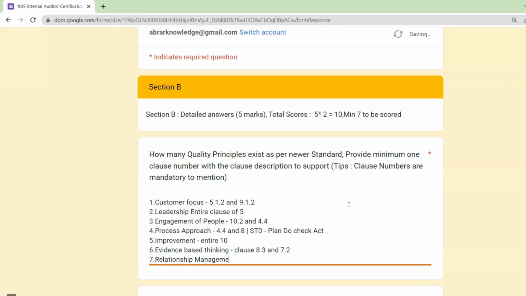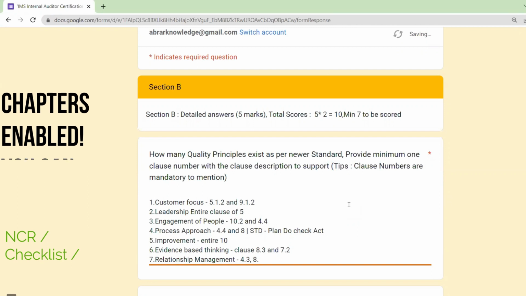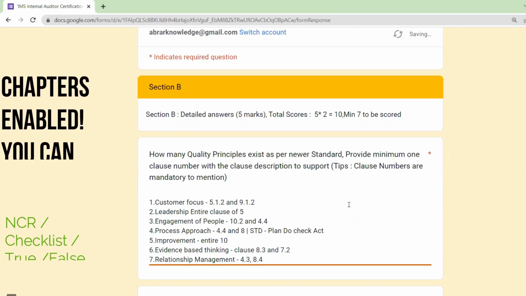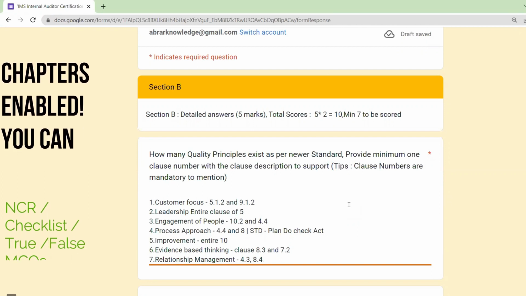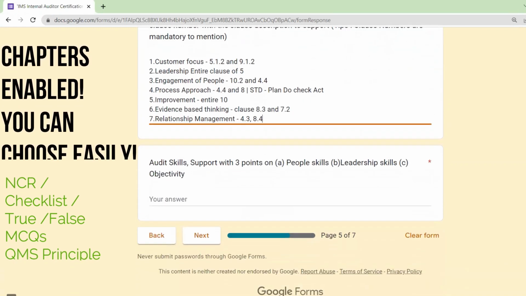You will find it in this class number, like 7 for interested parties and all that, right? 4.3 you can find, and you can also find supplier management that comes under 8.3, 8.4, right? All that are good examples for quality principle and the class numbers.